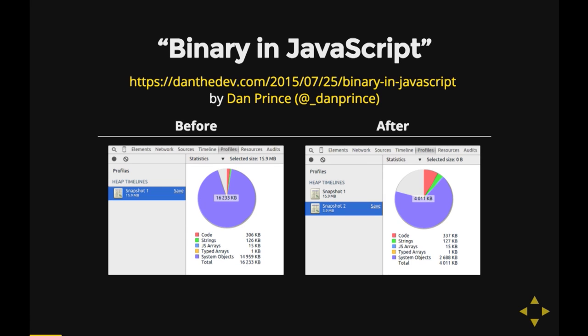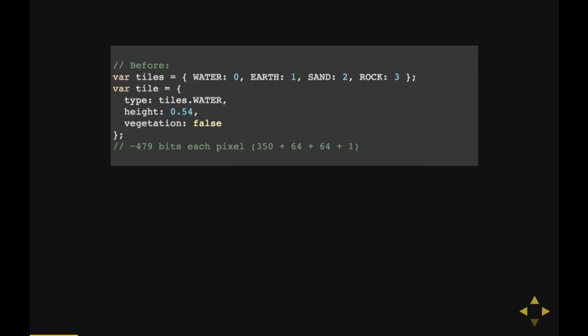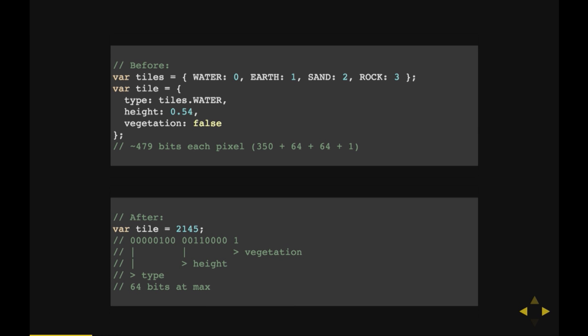He was developing a game in a matrix of 512 by 512, and he was able to go from 16 megabytes to 4 megabytes. Each pixel was represented by a tile, an object with several properties, and that would be around 479 bytes per tile. Now multiply that for each pixel, and you get a lot of megabytes. When he got into binary operators in JavaScript, he was able to represent each tile by just a simple integer, using one bit for vegetation, 8 bits for height, and the rest for type.